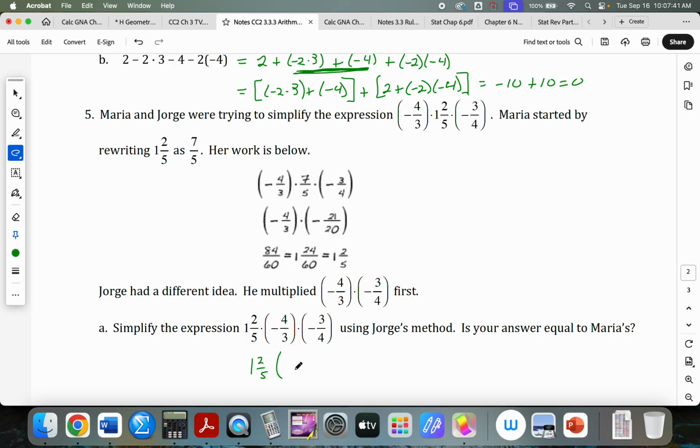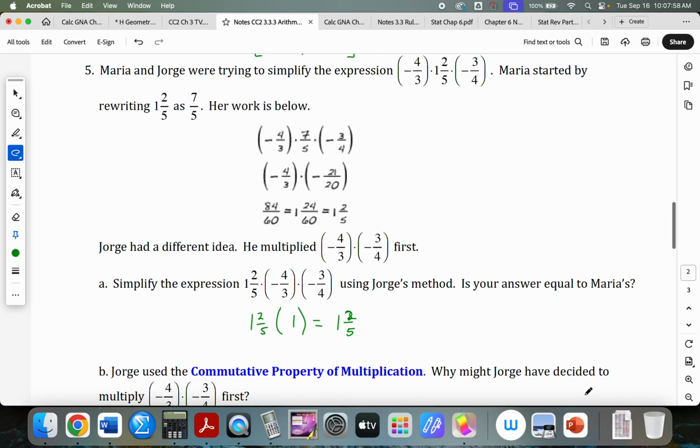So doing this gives me 1 2/5. That's a lot less work, isn't it? So if you can find things that multiply together to be 1, that is another way to be more efficient.